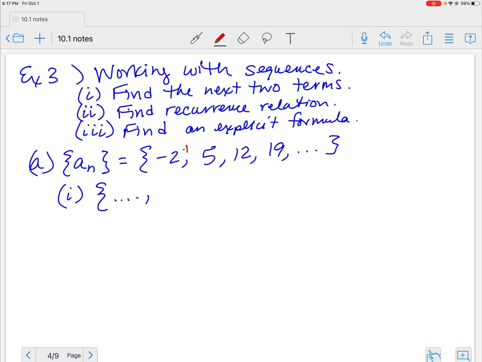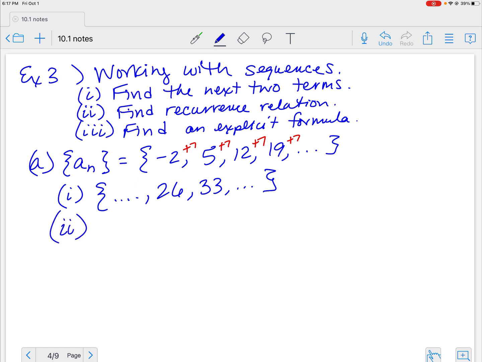That's what we're looking at, right? Plus 7 to get there, plus 7 to get there, plus 7 to get there. So if I know I'm adding 7 every time, what's going to be the next two terms? Plus 7 is going to get me 26, good. Plus 7 to get to the next one is 33. There's my next two terms. And it's helpful to find those next two terms because now I'm finding the pattern to get there. That's the key.